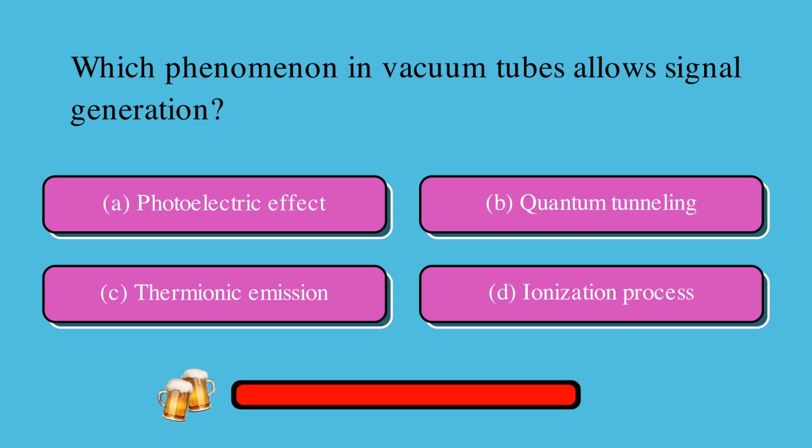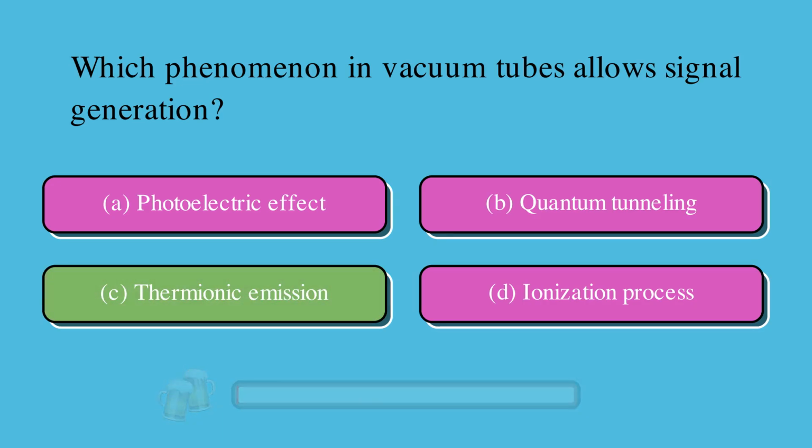Which phenomenon in vacuum tubes allows signal generation? Is it A, photoelectric effect, B, quantum tunneling, C, thermionic emission, or D, ionization process? The correct answer is C, thermionic emission.